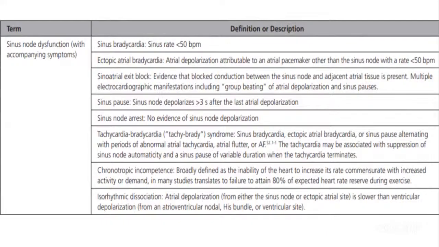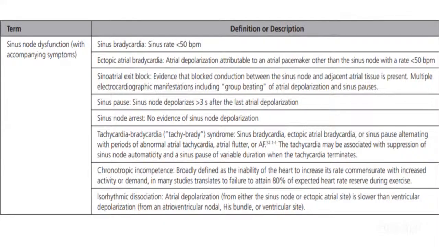Other way is the impulse could be generated, but there is a block for the impulse to leave the SA node. That is what we call the sinoatrial exit block. The impulse generation is going on, but the impulse cannot just leave the SA node. Then the sinus node arrest, there is no impulse formation at all.